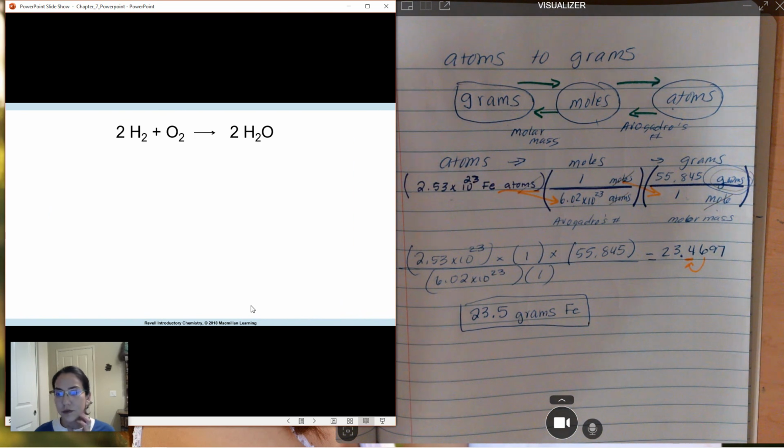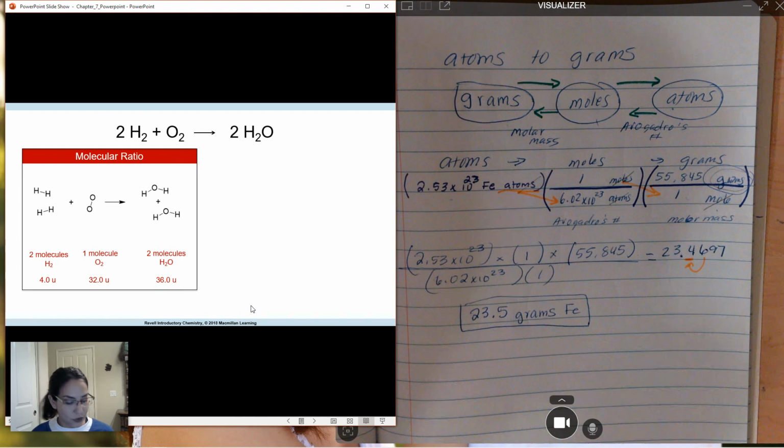All right, so now we're going to use an equation to help us solve some of these problems. In this case, we have hydrogen and oxygen to produce water. Let's look at the molecular ratio in which it's getting produced. We need 2 molecules of hydrogen to 1 molecule of oxygen to produce 2 molecules of water, H2O. Our masses are equal to each other: 4 plus 32 is equal to 36.